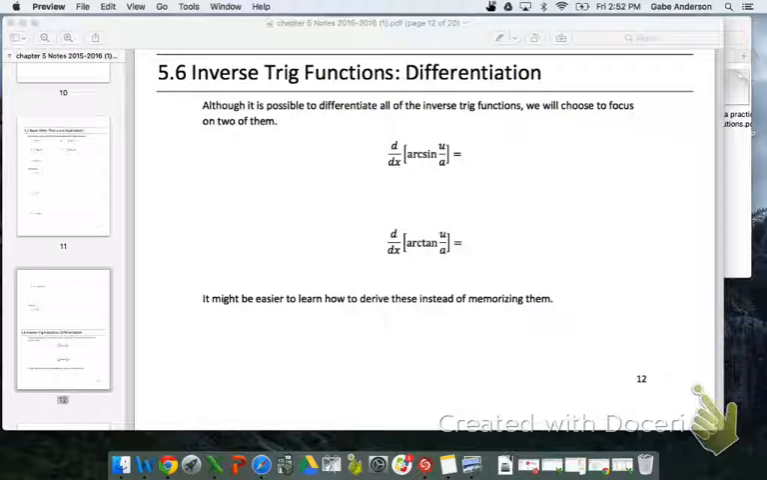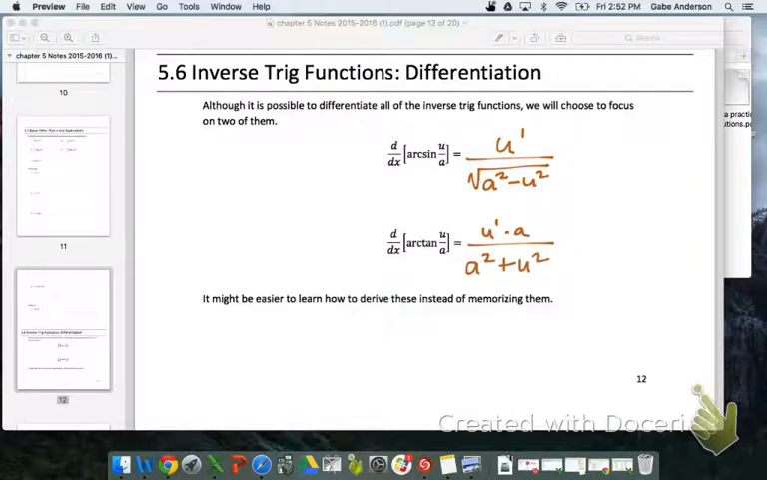So the first formula we're going to look at here today is this. The derivative of arcsine of u over a is u prime over the square root of a squared minus u squared. The derivative of arctangent of u over a is u prime times a over a squared plus u squared.